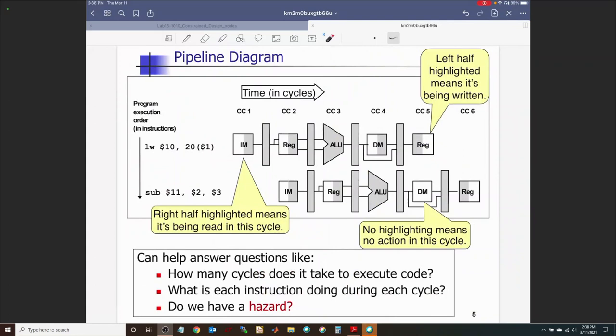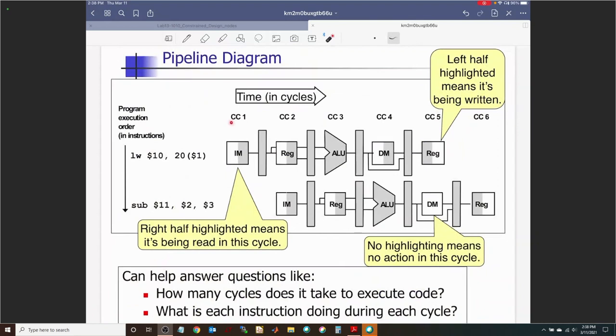Let's try to see how this pipeline diagram can help us answer a few important questions. So in the top of the slide over here, we have this pipeline diagram, and we are showing one clock cycle, second clock cycle, third, fourth, fifth, and the last clock cycle, number 6 over here. That's time in cycles. Each clock cycle is being used for one particular step. There are two instructions that we are trying to execute. There's a load word instruction, and then the next one immediately after that is a subtract instruction. So that's your program execution order.